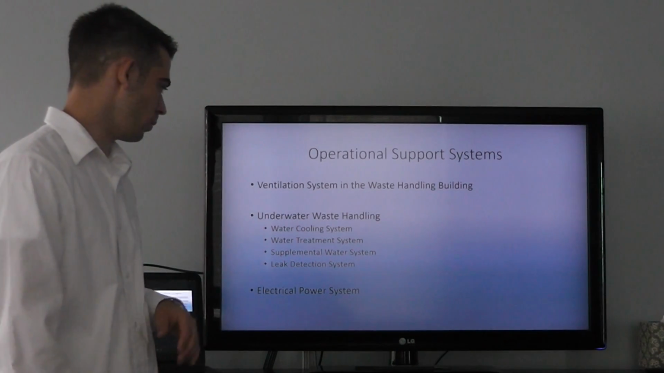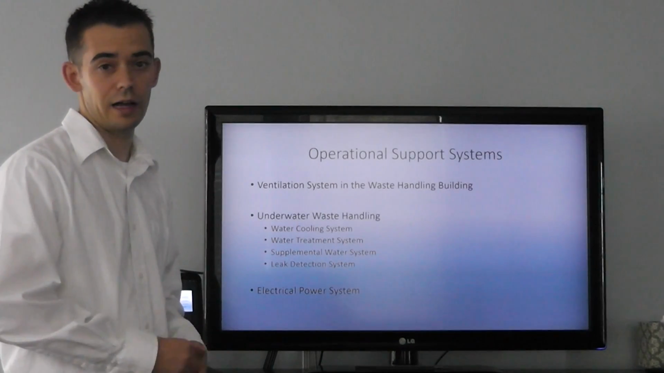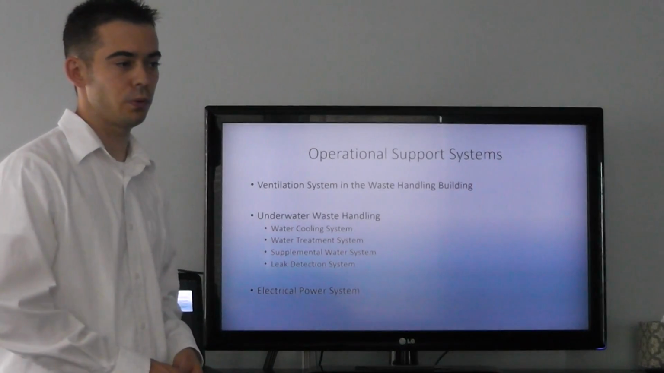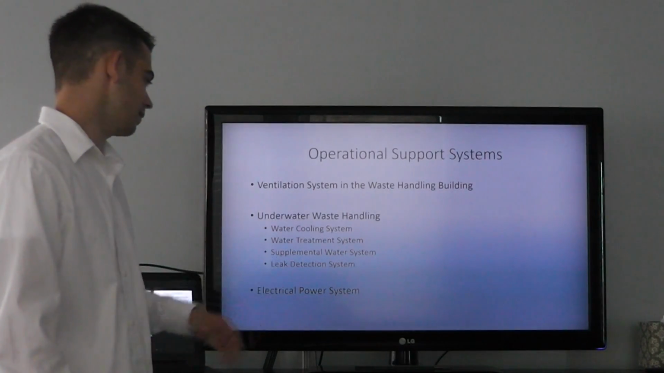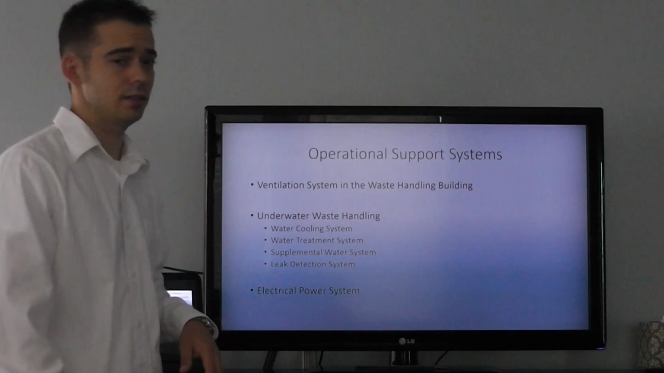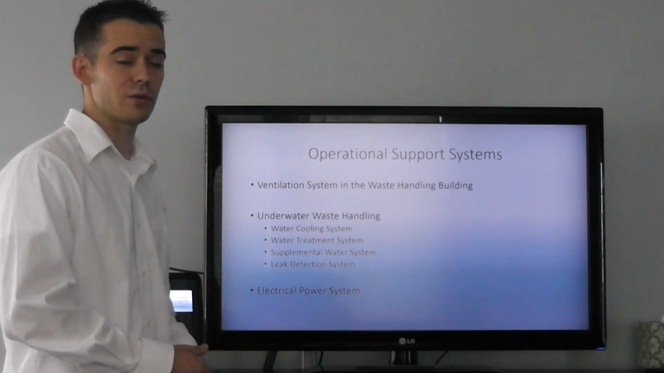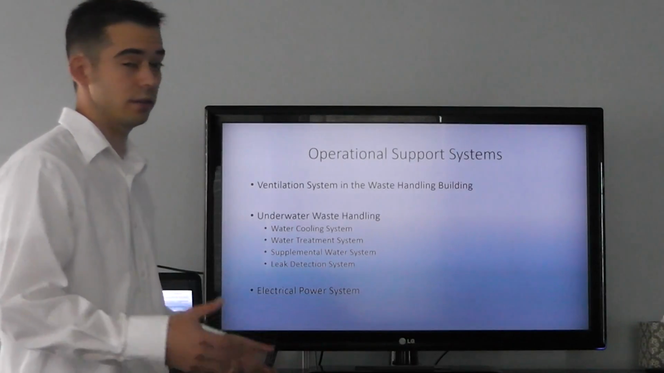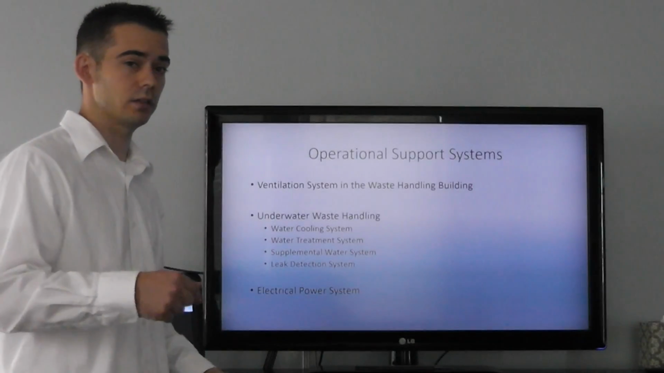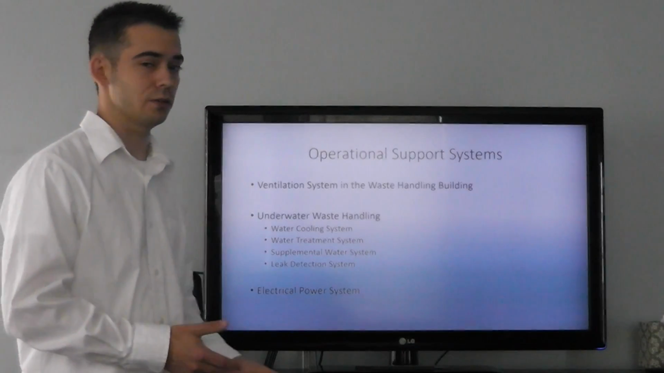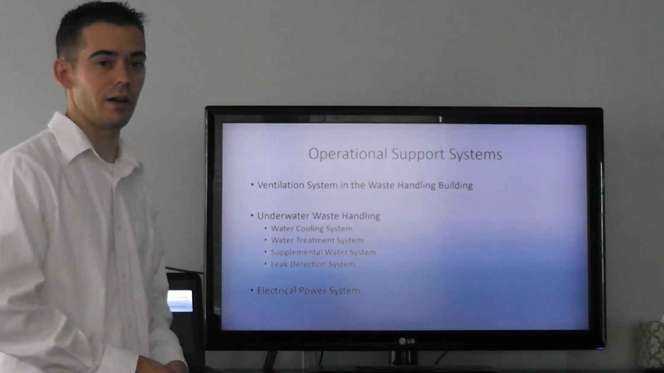Next is a supplemental water system. It speaks for itself. It adds deionized water to the pool as needed as the water level goes down. Last is a leak detection system. This system has sumps underneath all the pools, and if there's an actual leak, it would leak into the sumps underneath, and the sumps would pump the water back into the pool, and it also would set off an alarm to have personnel carry out actions.